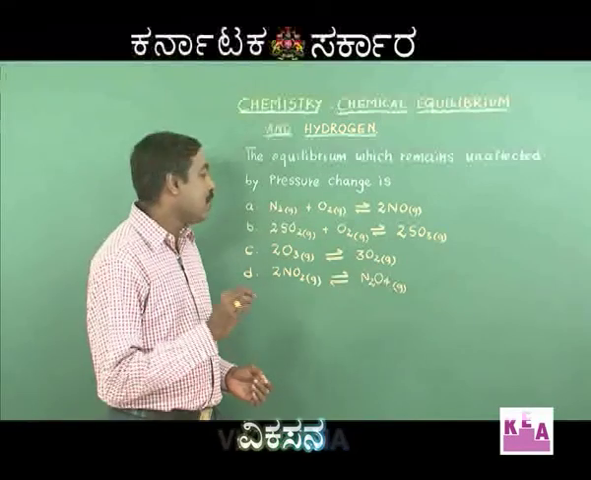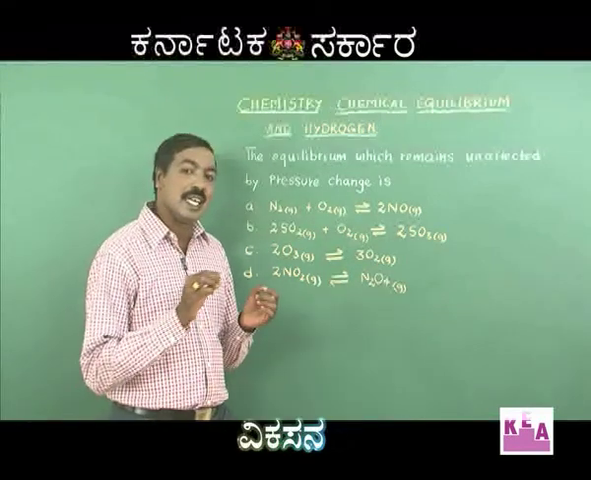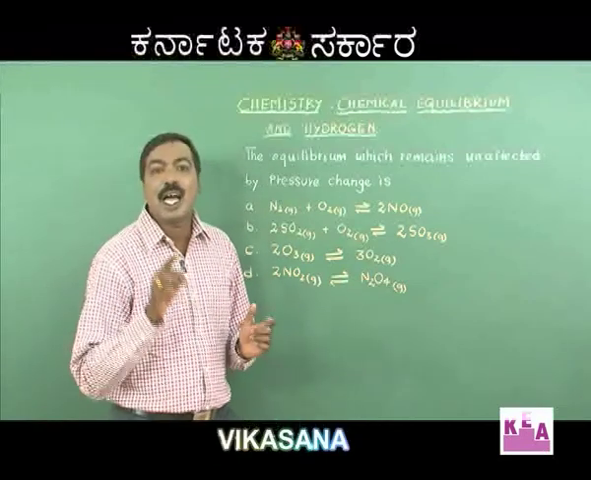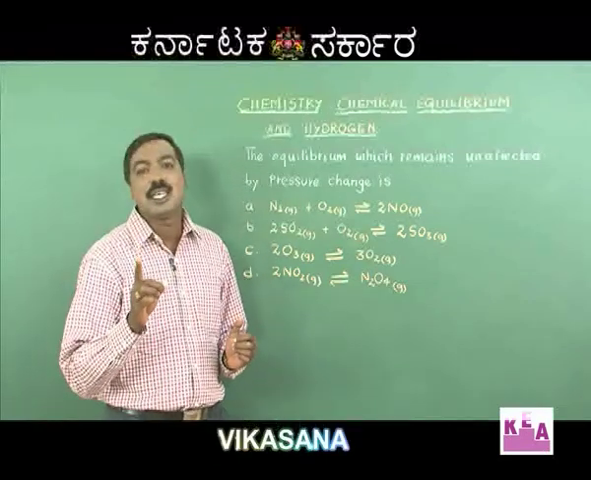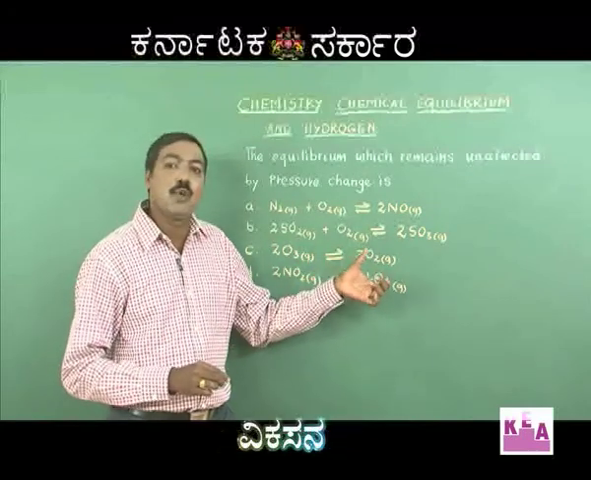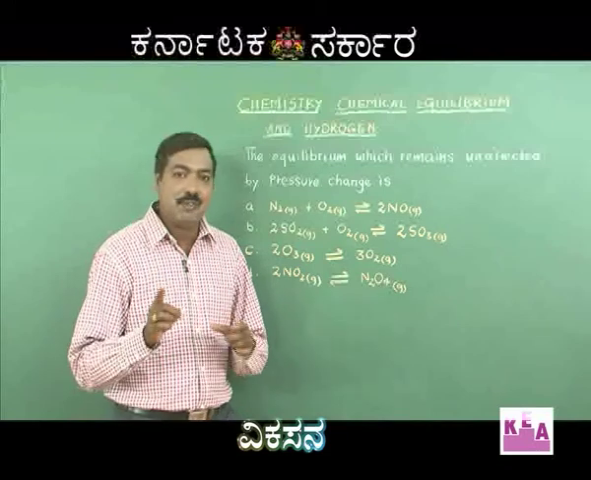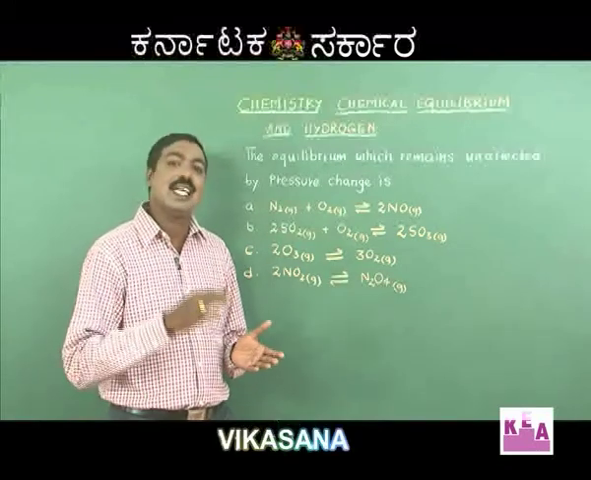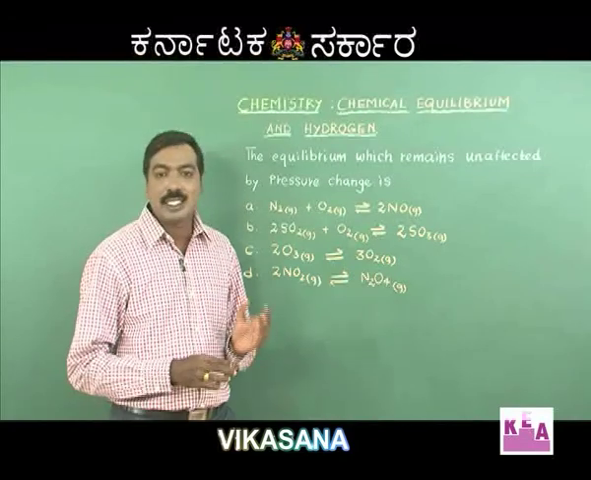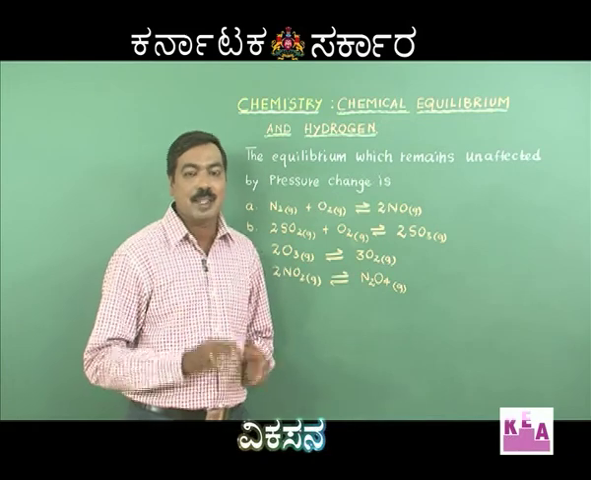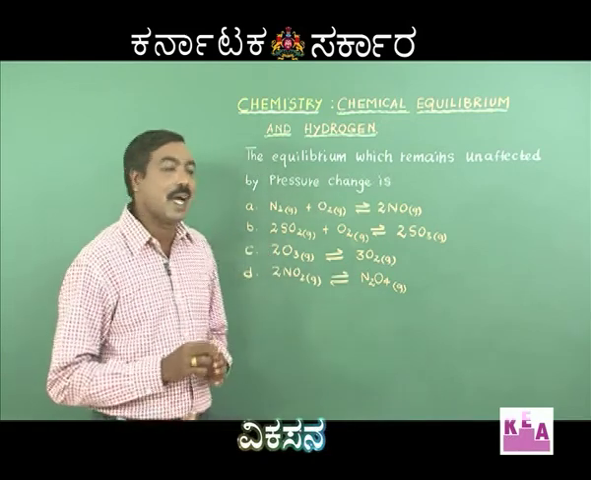If the number of moles of the gaseous reactants is more than that of the products, high pressure would favor the equilibrium process, or high pressure would favor the forward reaction. If the number of moles of the gaseous reactants is less than that of the gaseous products, then low pressure would favor the forward reaction. Now keeping this in mind, let's try to analyze.